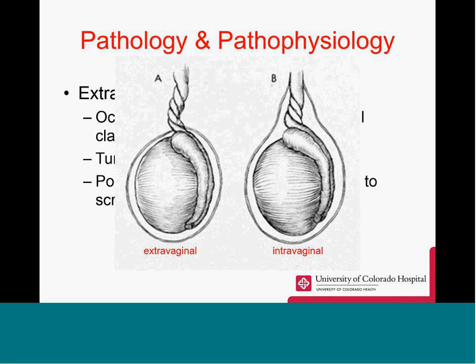Here we can see the diagram showing A, our extravaginal torsion, where the twisting occurs at the inguinal ring. We have a normal tunica vaginalis. B, our intravaginal. We have an abnormal tunica vaginalis. You can see why it's called a bell clapper. You can see the testicle would be able to just flop back and forth in there with the torsion occurring here.